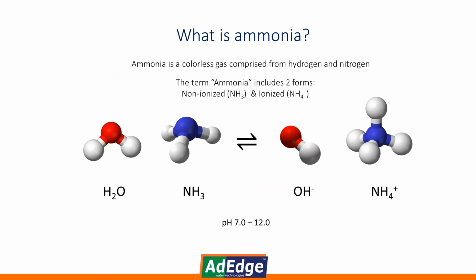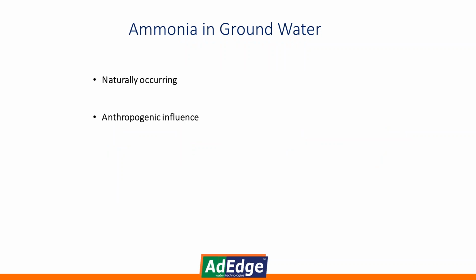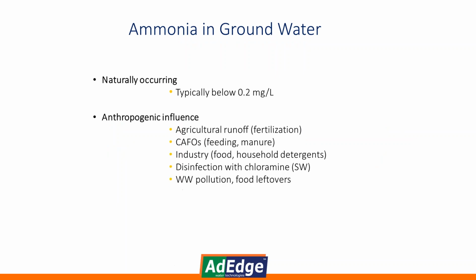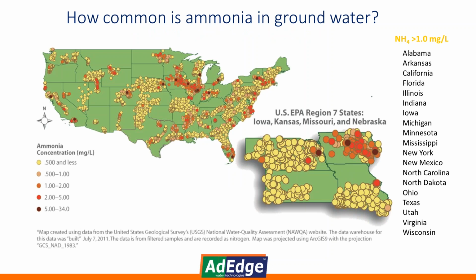So again, real quickly, ammonia is a colorless gas comprised of hydrogen and nitrogen, and it is naturally occurring, but it can also be formed going through the process, say in a water plant or groundwater where you do have nitrates present. So ammonia in groundwater is, again, naturally occurring. Typically it's below 0.2 milligram per liter. It gets influenced by agricultural runoff, feedlots, manure, things like that from dairies, industry, disinfection with chloramines, some pollution, food leftovers. So there's a few areas where you can pick up some ammonia.